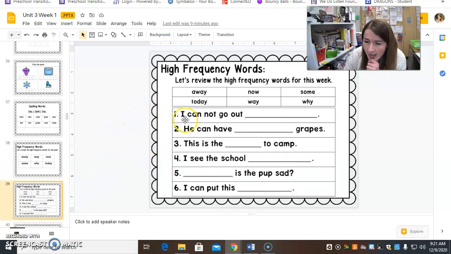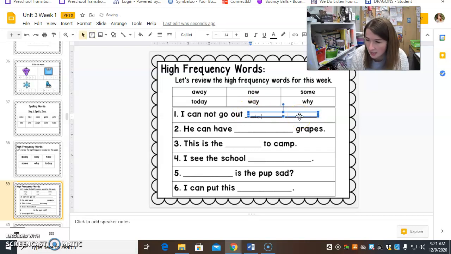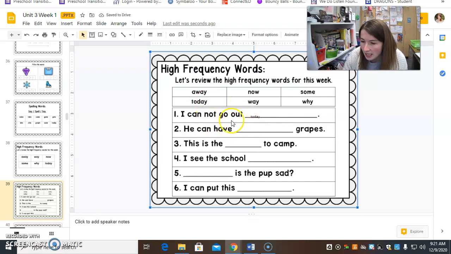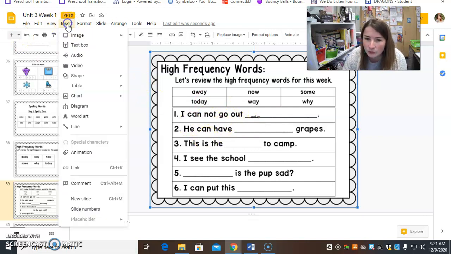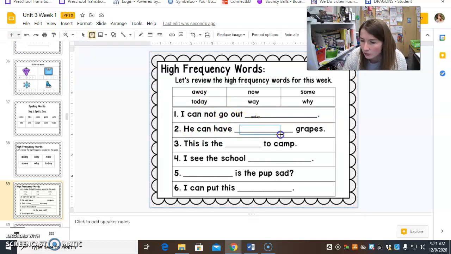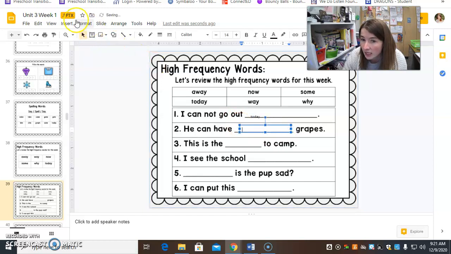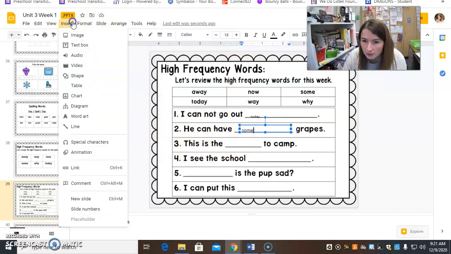Are you ready? I cannot go out today. Right, we'd put today right there. T-O-D-A-Y, today. All right, he can have blank grapes. He can have some grapes. Good job.